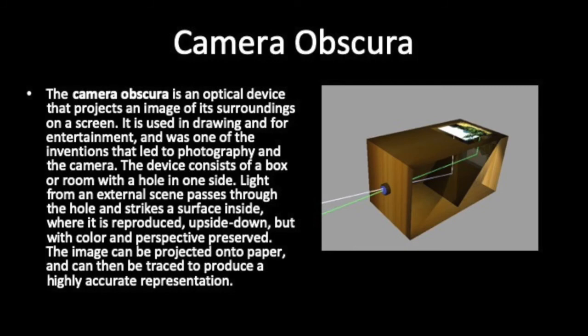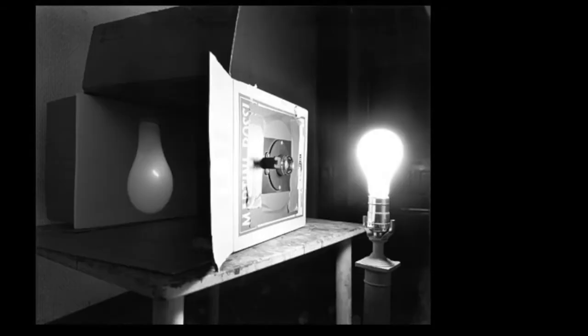So one of the first devices that took a picture was something called the camera obscura. It was actually invented by Leonardo in drawings, but it wasn't made until way after his time. The camera obscura is an optical device that projects an image of its surroundings on a screen. What happens is that there's a small hole in a dark box, and because the hole is a particular size, it then allows the image to come through and be projected on the back of the box. Camera obscuras have been used for a long time.